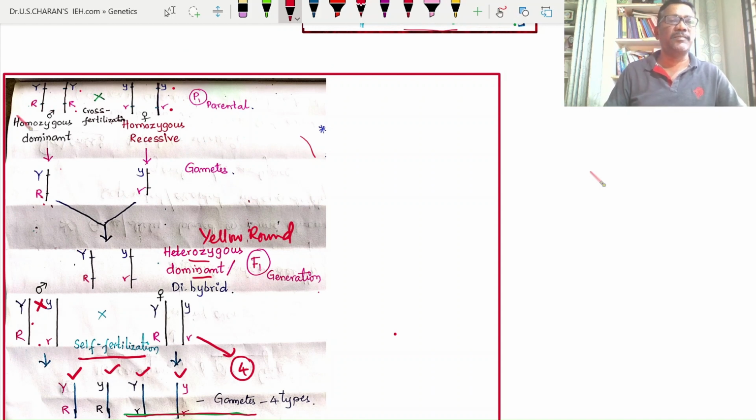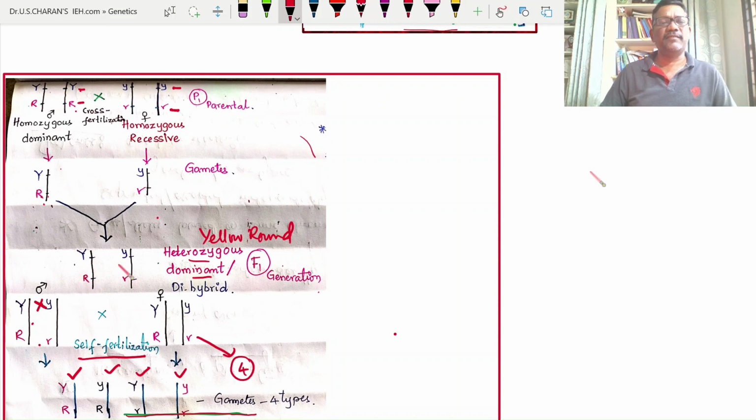This is a homozygous dominant parent, with yellow color and round seed. This is the double recessive parent, with green color and wrinkled seeds. So he allowed them for cross fertilization. Gametes are formed during the meiotic division. The same type of gametes are formed from this parent as well as from this parent, because these are homozygous parents. They can form only one type of gametes. In the F1 generation, offspring are formed. These offspring contain heterozygosity.